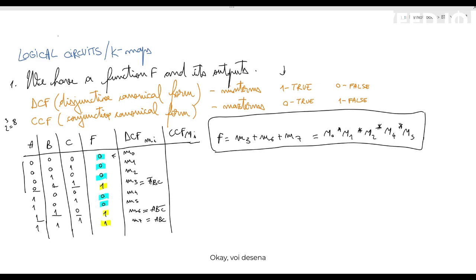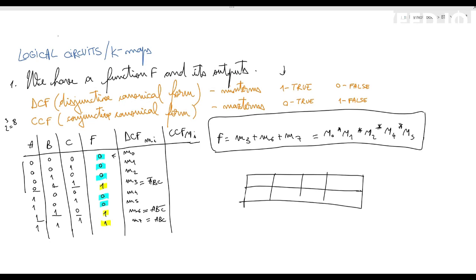Okay. Now I'm going to draw the Karnaugh table with the minterms. We have three variables, right? So, A here and B, C here. Now, we have 0 and 1. And here we have 0, 0, 0, 1, 1, 1, 1, 0. This is reversed because we should have the Hamming distance 1 between all of these. And this is why I put it right here. And this is because of the Gray code.